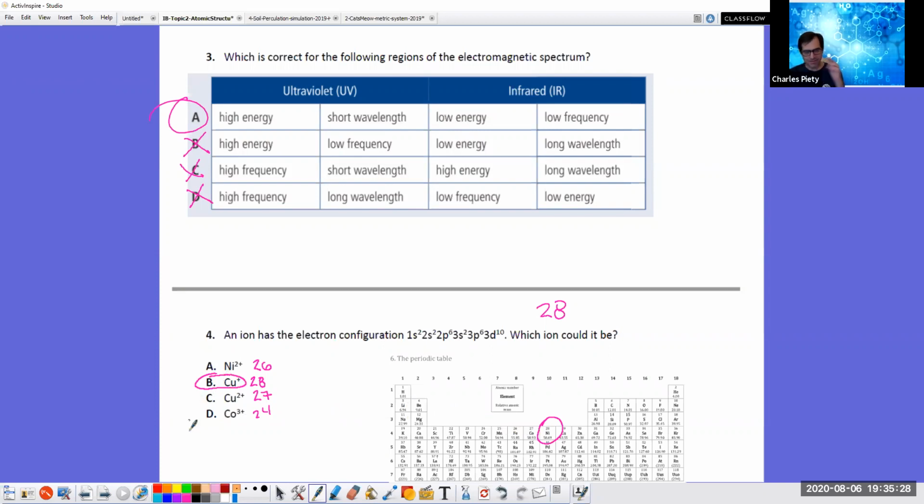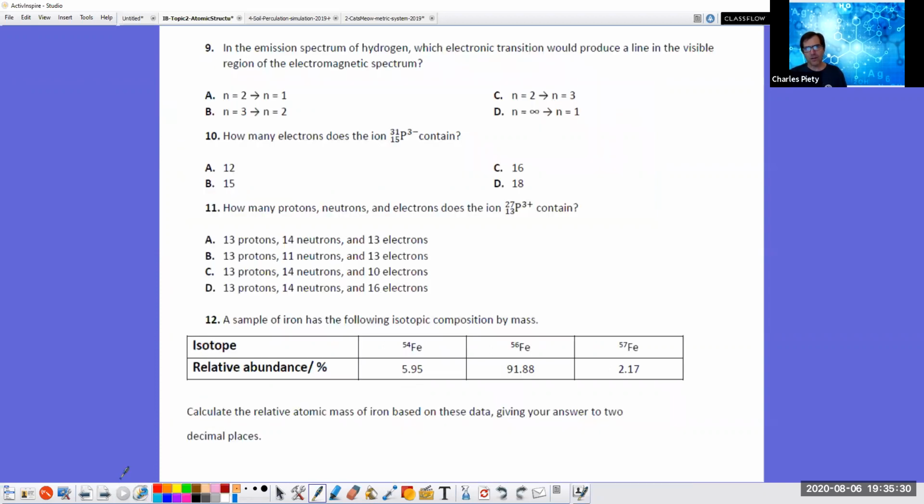There we go. Oh, we got a couple more. All right, these are fun. The emission spectrum of hydrogen, emission. So in emission spectrum, we know that the electron has to be going up, not down. Of hydrogen, which electronic transition would produce a line in the visible region? It's got to be something going from the emission. Oh boy, excuse me guys. I just need to slow down.